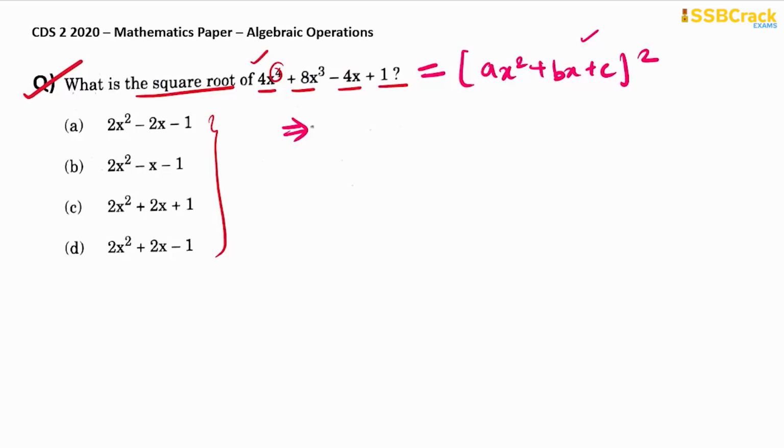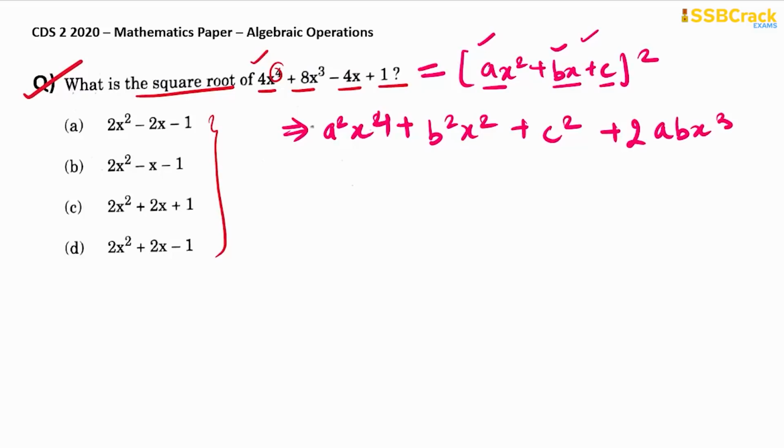So we can write the square of the first term, which will be a square x to the power 4. Then the square of the second term, which will be b square x square, plus the third term, which is c square. Okay. Then 2 into first term into second term, which will be abx cube. Okay. Then plus 2 into the multiplication of second and third term, which will be bcx, plus 2 into the multiplication of first and third term, which will be acx square.